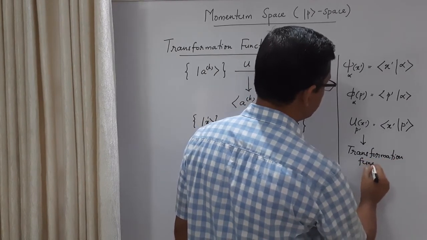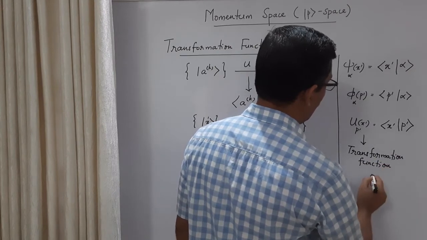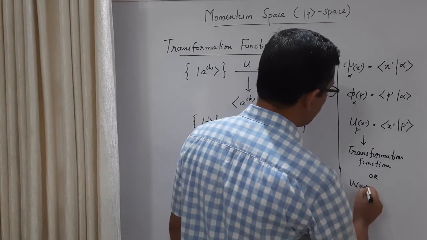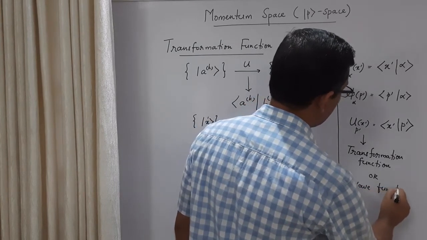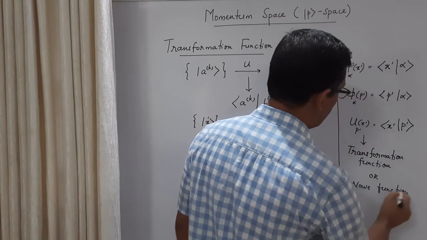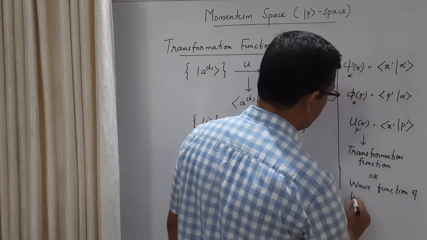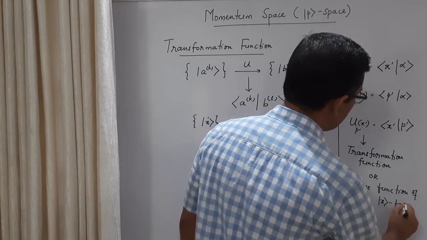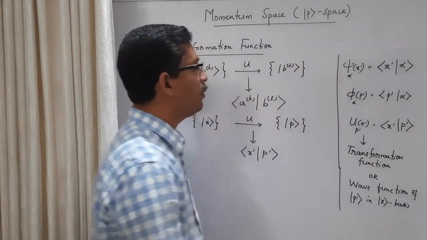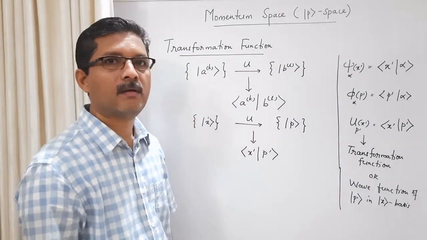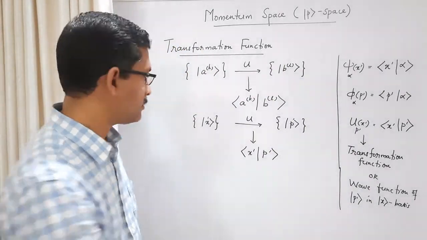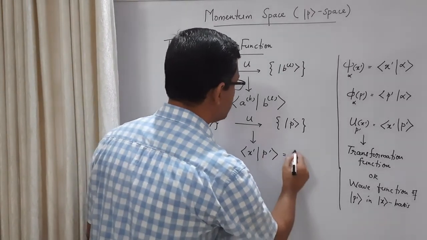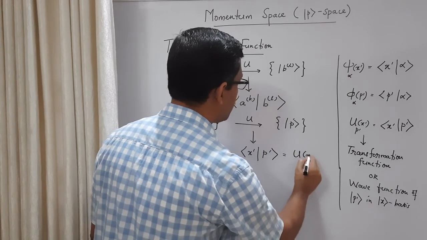Transformation function, or we can also interpret it as the wave function of ket p prime in x basis, right? The wave function of the momentum eigenket in position basis. So let me use this notation u p prime x prime.